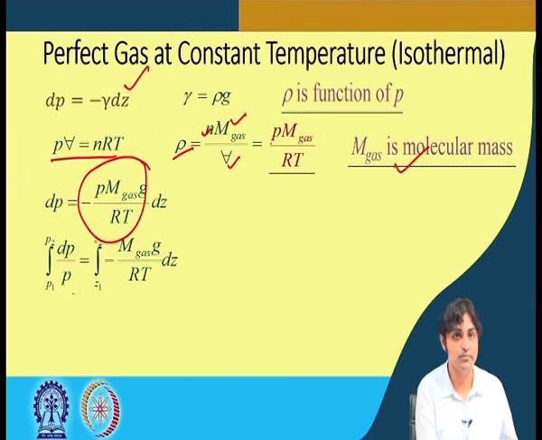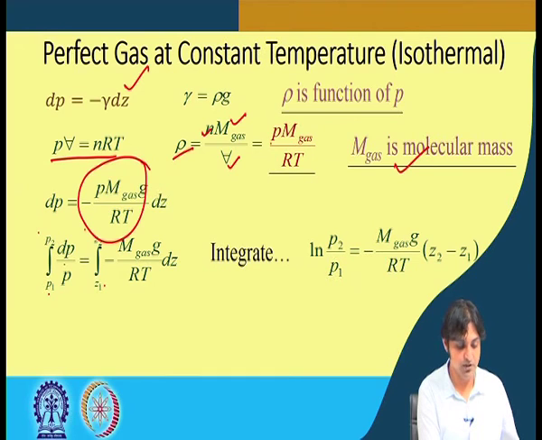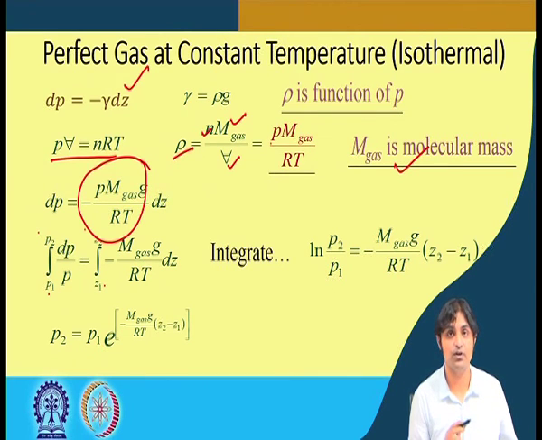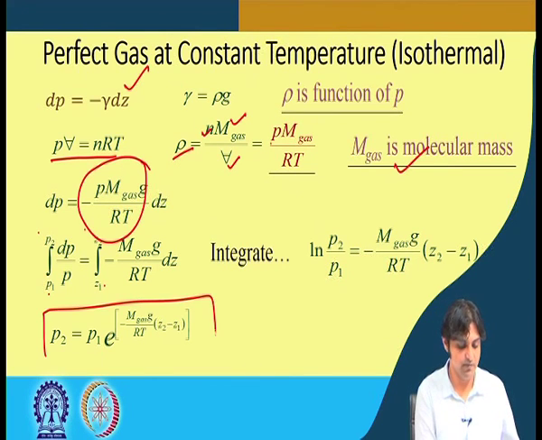So now we start simply integrating from P1 to P2 and Z1 to Z2. Simple integration, and if you integrate this, because it is dP by P, that becomes ln P2 by P1, and dz is a simple integration yielding Z2 minus Z1. So the pressure at point 2 at constant temperature will be given as P1 e to the power minus m gas g RT (Z2 minus Z1). So in case of constant temperature, isothermal, perfect gas, the pressure variation will be like this.